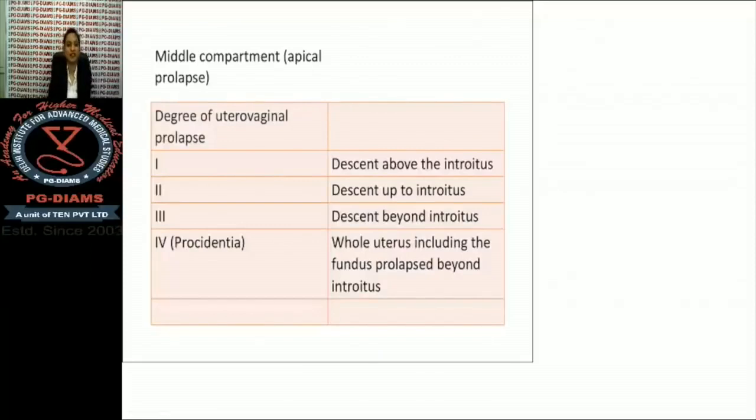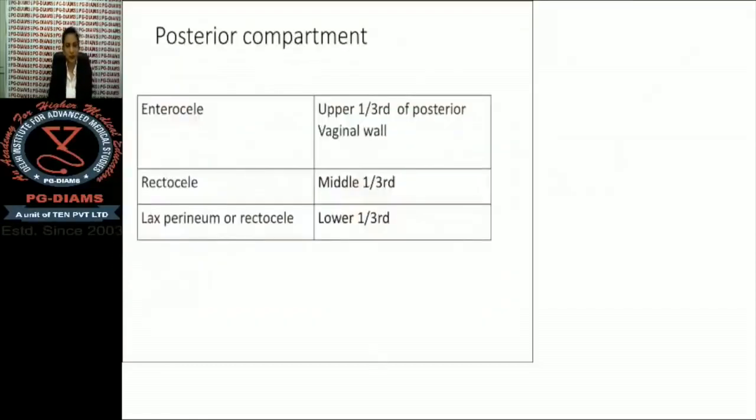Similarly, middle compartment is graded. Middle compartment is uterovaginal or uterocervical prolapse. Uterus, cervix or the uterus with the vagina prolapses up to the introitus or beyond the introitus. Depending on that, you will classify into grades 1, 2 and 3. And fourth is when the entire uterus has come down outside the vagina, outside the introitus, the entire uterus with the fundus, so that you feel the fundus outside the introitus. You can feel the fundus of the uterus in the prolapsed organ. That is procidentia.